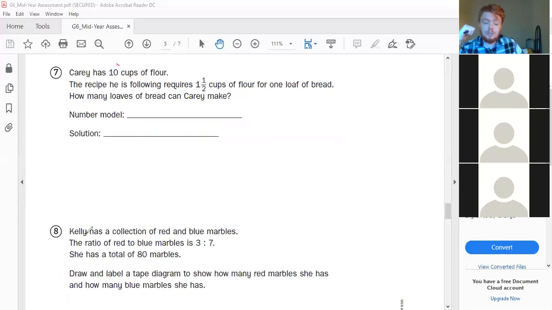Number model solution. Nice. All right. So, does anybody know what we're doing? Are we multiplying? Are we dividing? Are we adding? Are we subtracting? Anybody want to at least take a guess? You can type it or raise your hand.